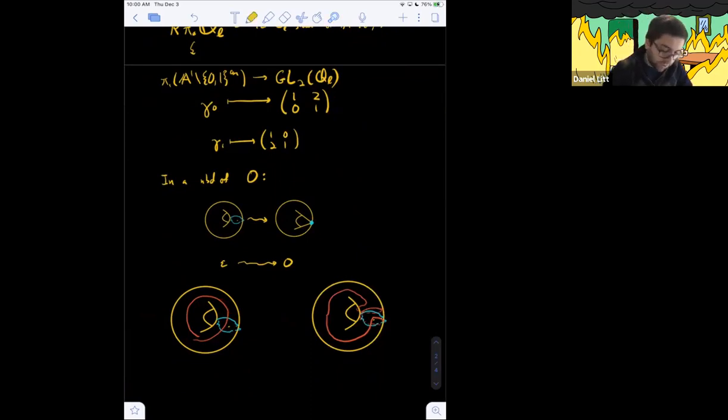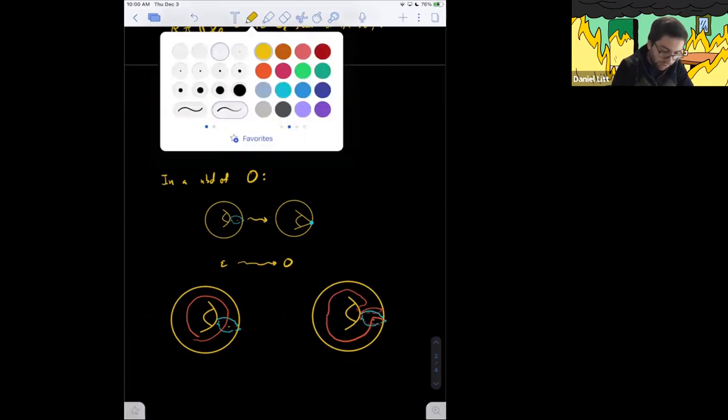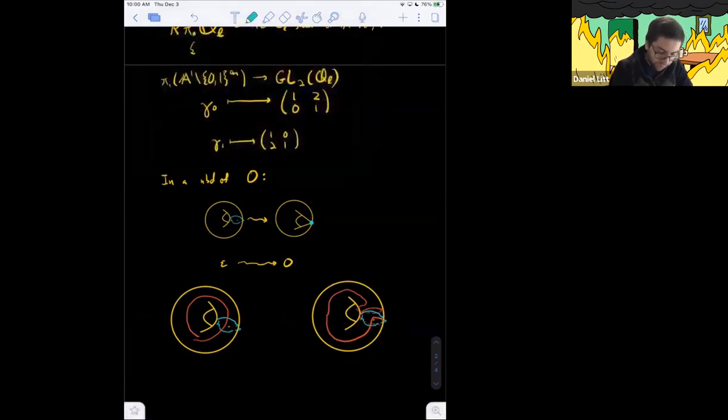Okay, so here we call this blue loop the vanishing cycle. And why is that? Well, it's because as you go to 0, it literally vanishes. It's 0 in the homology here.